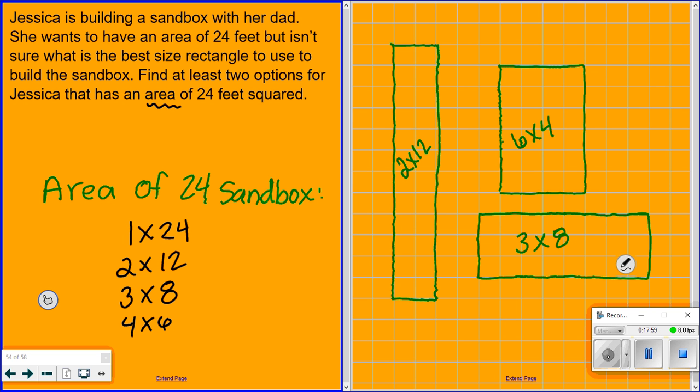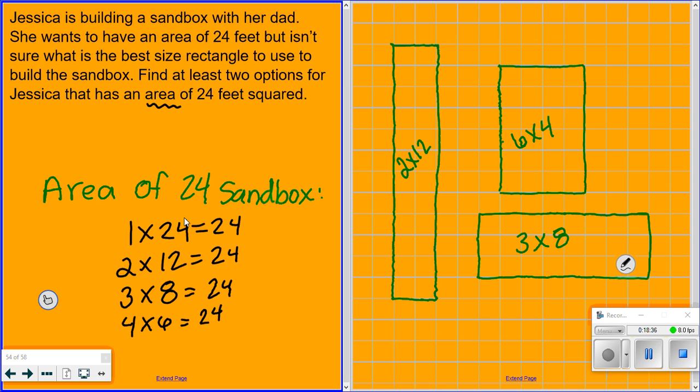What I have noticed is that all of these multiply to give me what product? Well, 24. When I am thinking what are my options of a sandbox with 24, I could be thinking, what factors are going to multiply? Because I know area and arrays go together. What factors are going to multiply to give me 24?